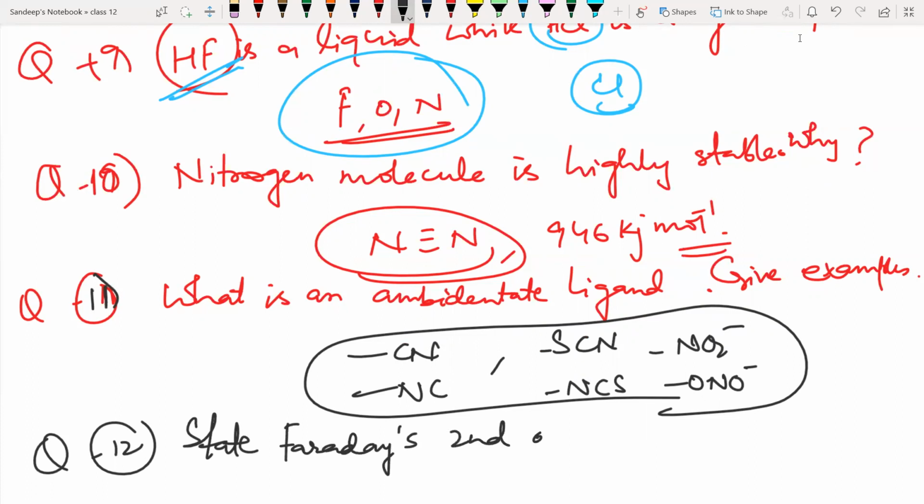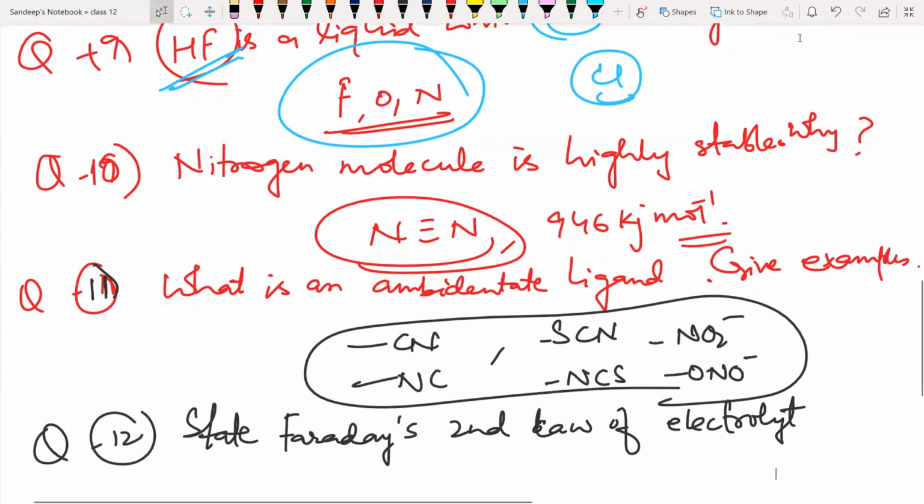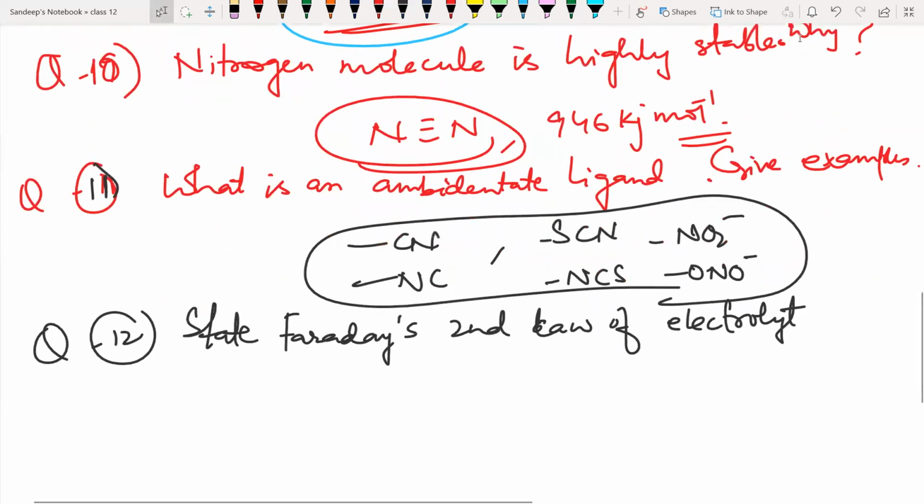second law of electrolysis. When different electrolytes and different electrodes are connected in series, the amount of substance deposited is directly proportional to their equivalent weight when the same amount of charge is passed.